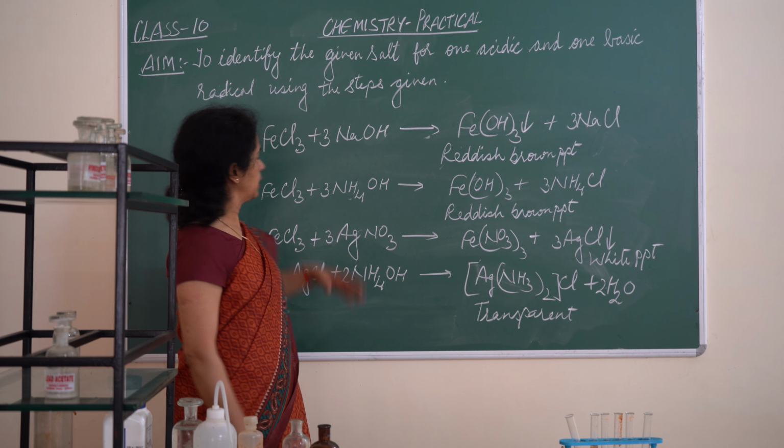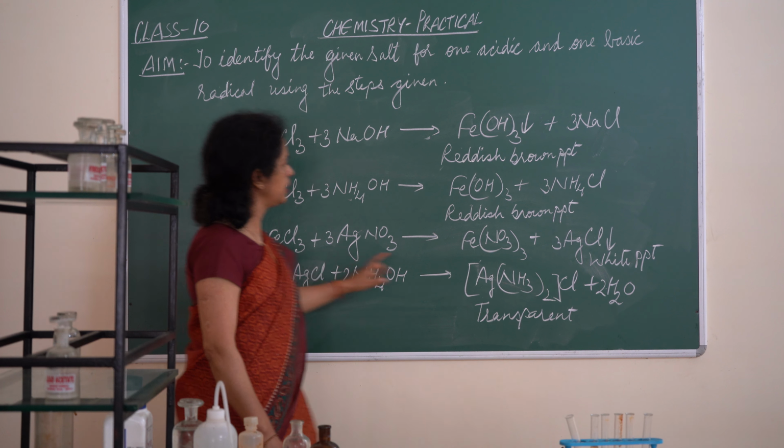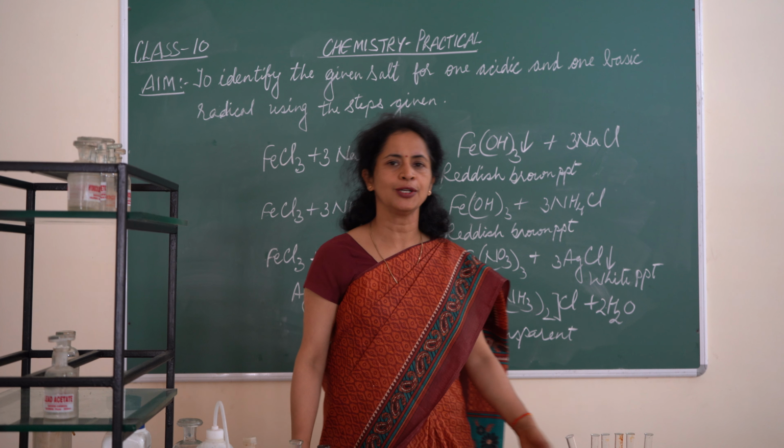In this way, in the given salt, cation is ferric and anion is chloride, because we are getting a white precipitate of silver chloride.